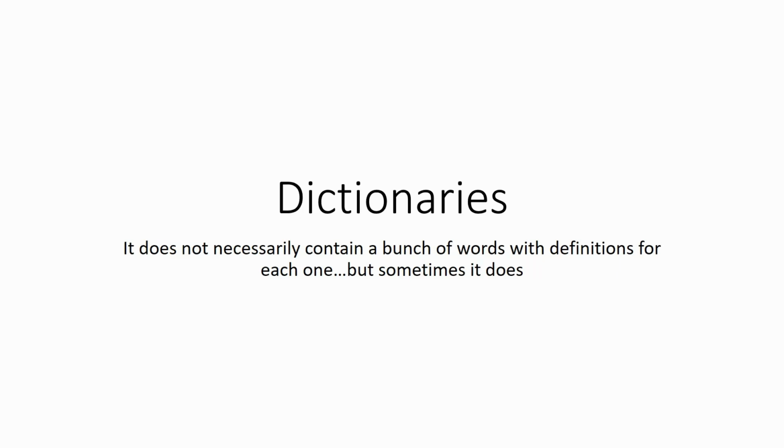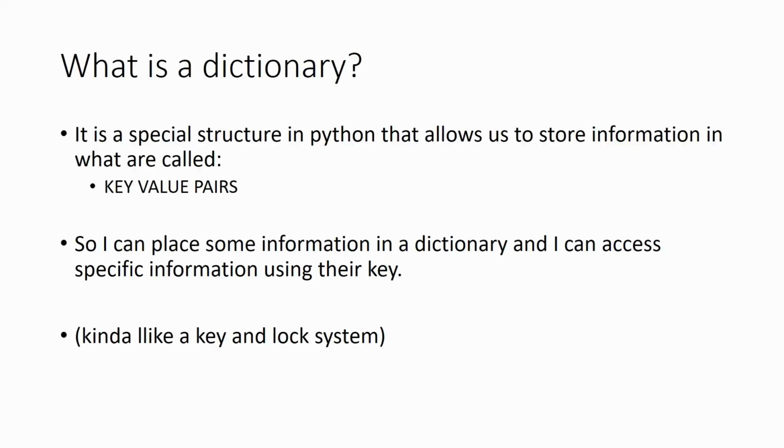So we're going to learn about dictionaries. So what is a dictionary? It doesn't necessarily contain a bunch of words with definitions for each one, but sometimes it does. So what is it exactly? It is a special structure in Python. So it's similar to a list, but it's something that we're going to see a lot in Grasshopper, especially when we have branches of information. So dictionaries is another way of defining them. It allows us to store information in what is called key-value pairs. So I can place some information in the dictionary, and I can access that information using a specific key. So it's like a key and lock system.